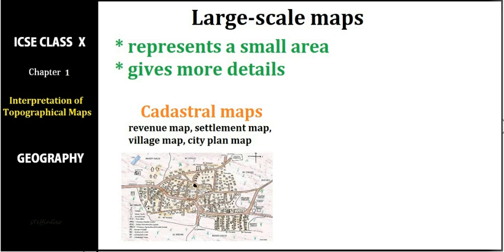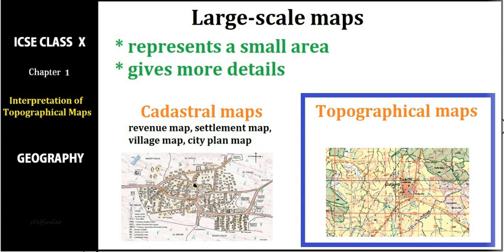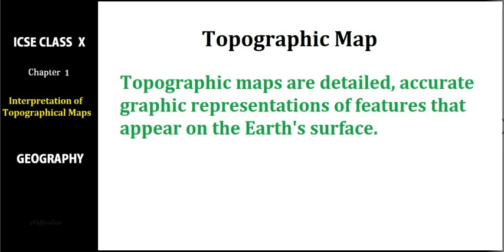Now, another important example for large scale map is topographical maps. And this year, we will be studying topographical maps in detail. Now, what is a topographic map? A topographic map can also be called a topographical map. It can also be called the Ordnance Survey Sheet of India or the Survey Map of India or the Topo Sheet. There are so many names, but all are the same.